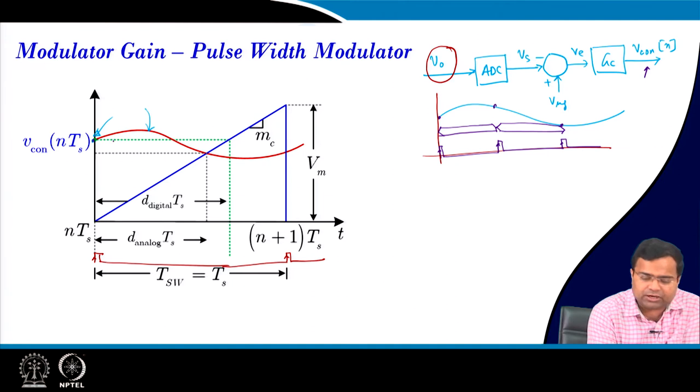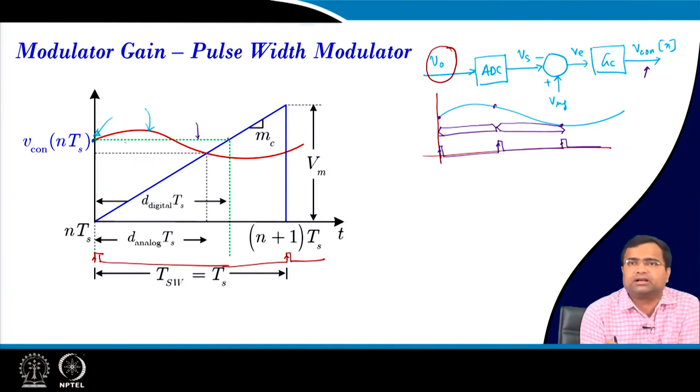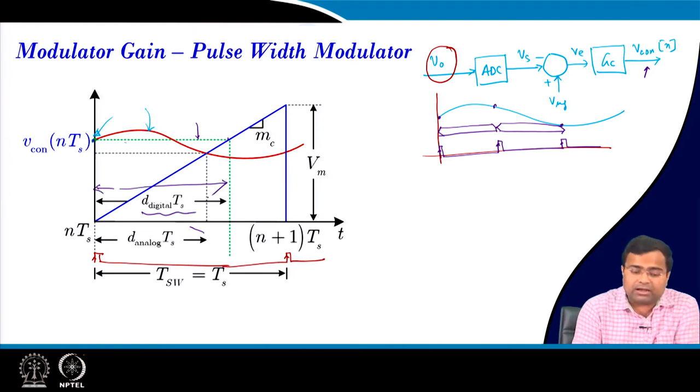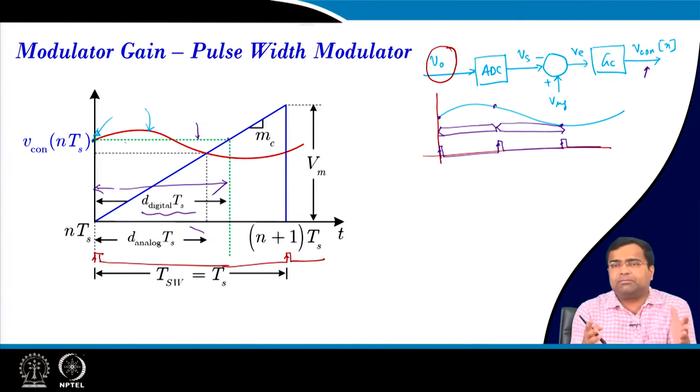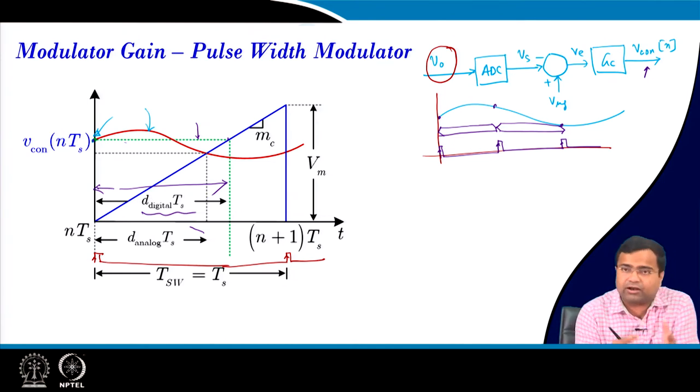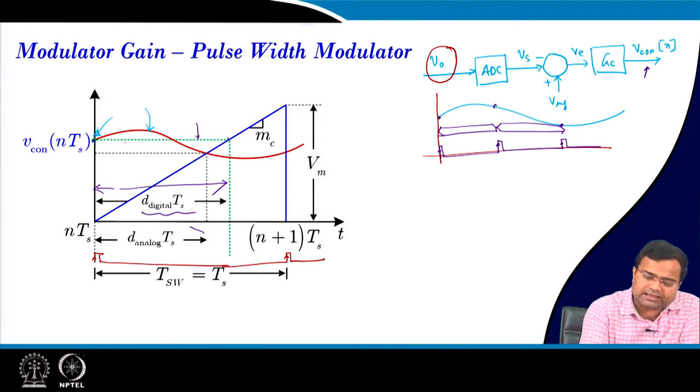And for such digital control, the yellow one indicates the intersection. That is why this is called the duty ratio under digital control, which is from here to here. But if we take, at the same time, the continuous-time control, analog control, then the actual signal of the controller output, which has no sampling, will intersect the ramp here.